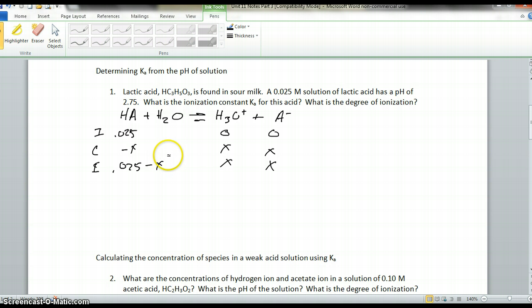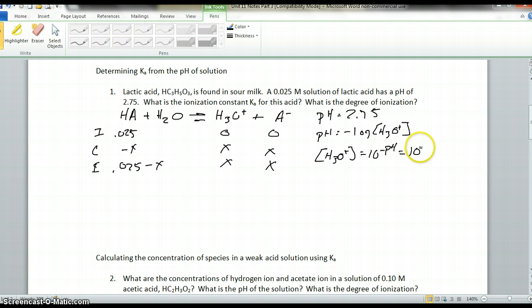The difference here is you are given an extra piece of information, which is pH, which is 2.75. And we know that pH is the negative log of H3O plus. So if we rearrange this equation to solve for H3O plus, it would be 10 to the negative pH power. So we can do 10 to the negative 2.75 power, and that'll give us our concentration of hydronium, which is 0.00178.